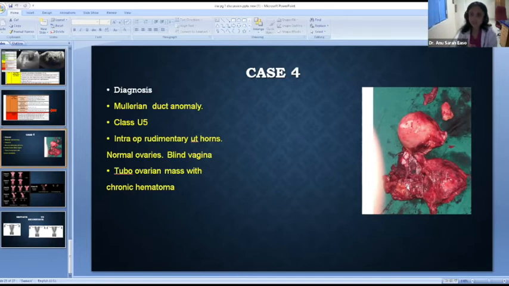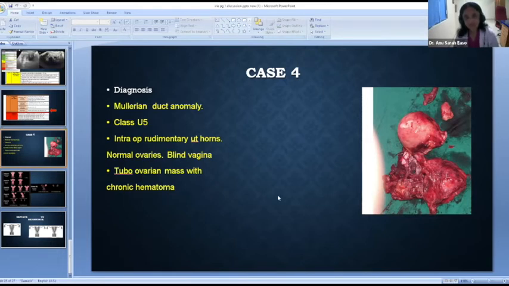And on the left side also there was a rudimentary horn, but that cavity was not filled with blood. So she had a Mullerian anomaly with one horn having some endometrium within it, and there was some menstruation happening, and there is a blind-ending vagina also. So all this bleed accumulated in the fallopian tube and in the rudimentary horn, causing inflammation, and it was a chronic hematoma with a tubo-ovarian mass.